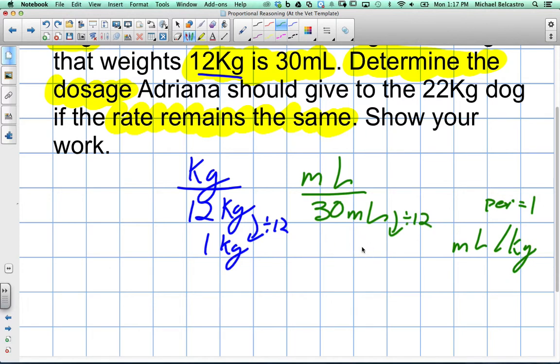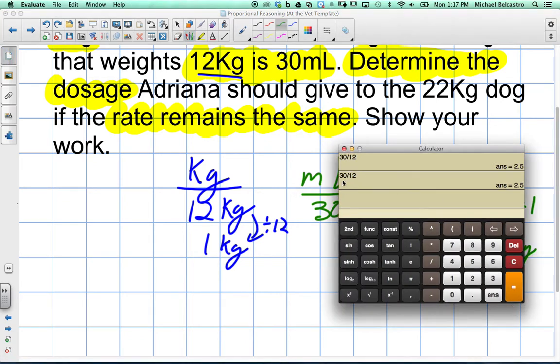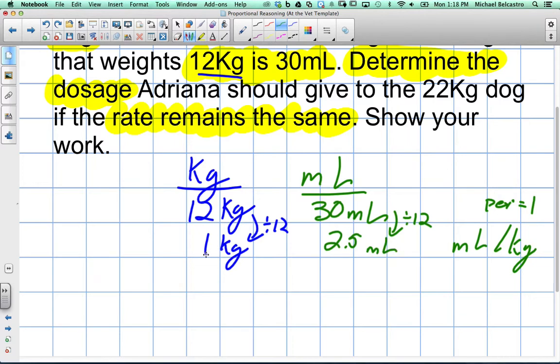Okay, this will help us set up a ratio for our concrete materials. Because we kind of want this to be as small as possible, and I've already divided this in my calculator. If you look, 30 divided by 12 is 2.5. So for every 1 kilogram the dog weighs, it gets 2.5 milliliters of medication.